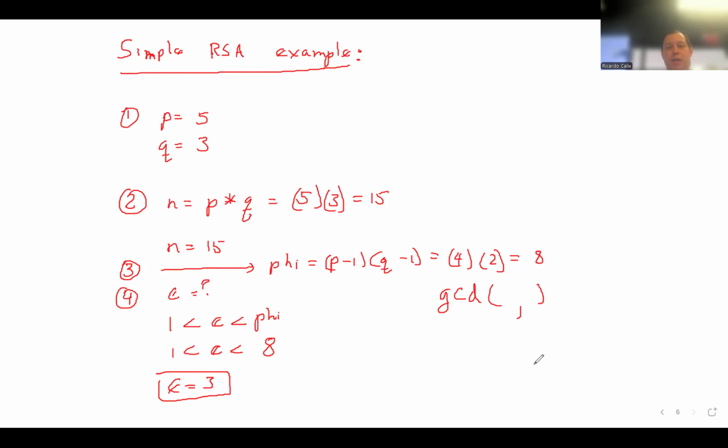Now we should also have the public key. We know that the public key for this person, let's say this is Bob, is N comma E, which means that it is 15 comma 3. Do you guys see that? Any questions about this? Nope. All right, great. So now let's move on to step number 5.